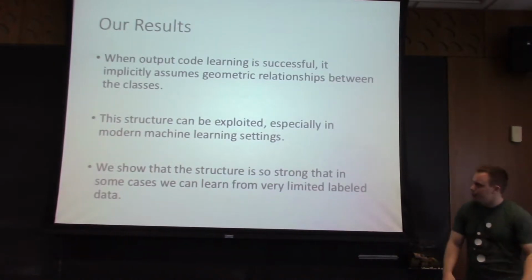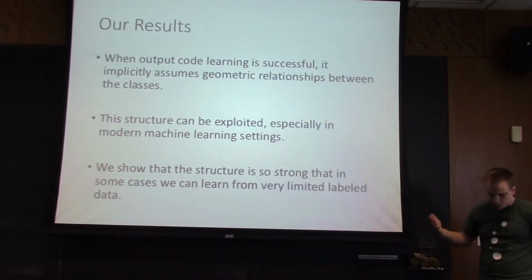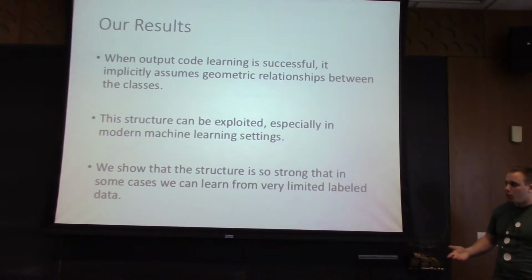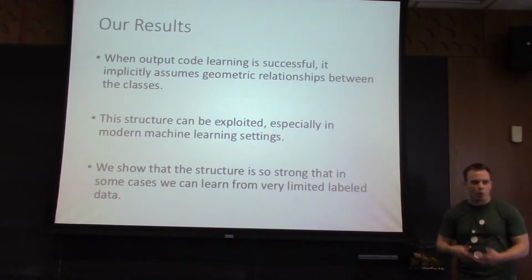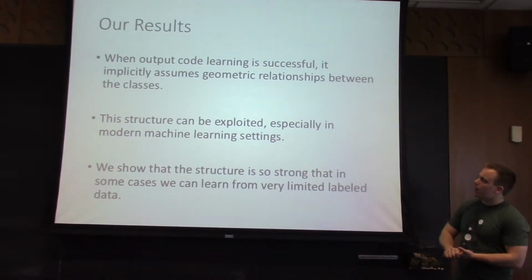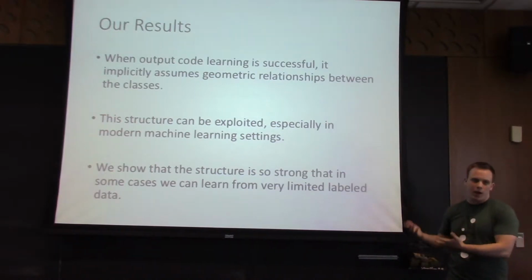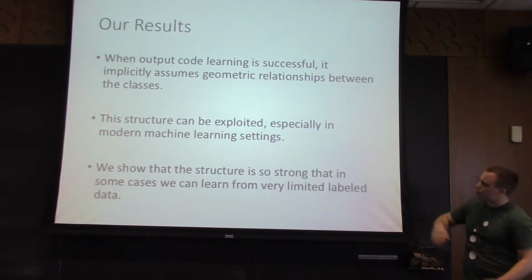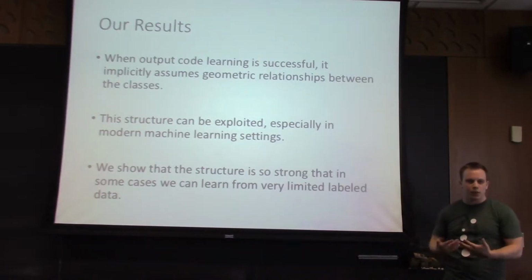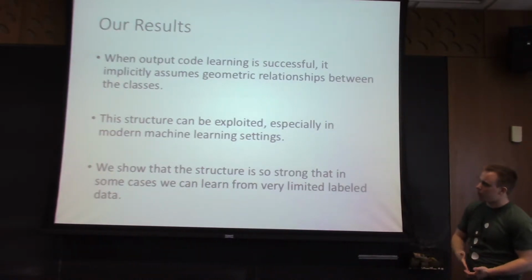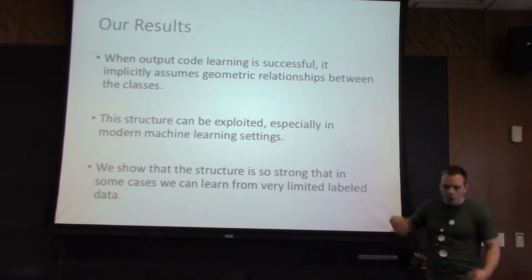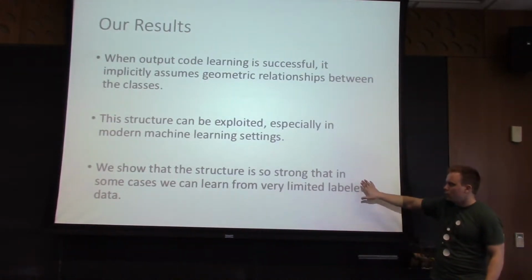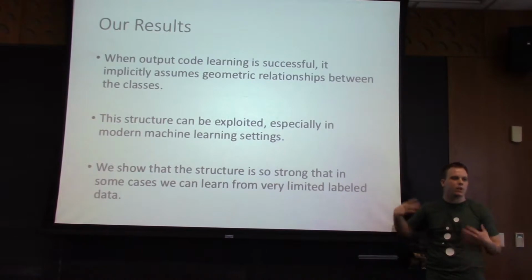Right. Okay. So what this project is about, it's not actually about learning output code classifiers. But what we're going to do is assume that there exists a low error output code classifier with linear separators. We're going to show that when that happens, then implicitly there must be some geometric structure in the underlying problem. And the way we're going to demonstrate that to you is we're going to show how to learn from a limited amount of labeled data.